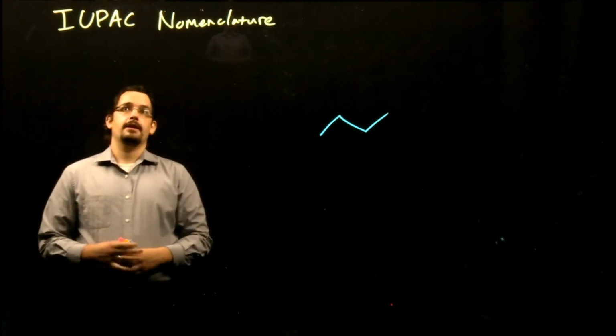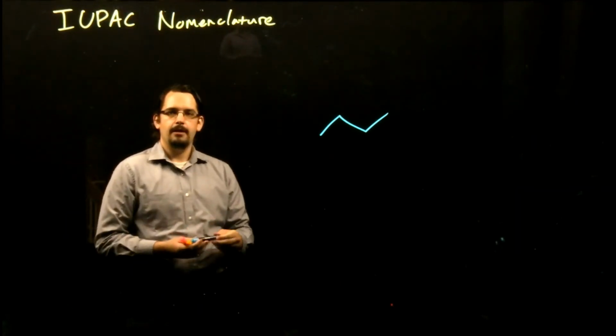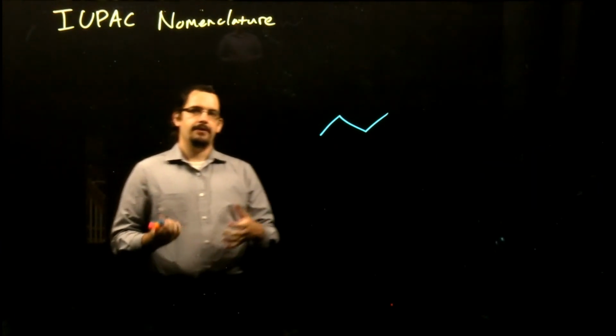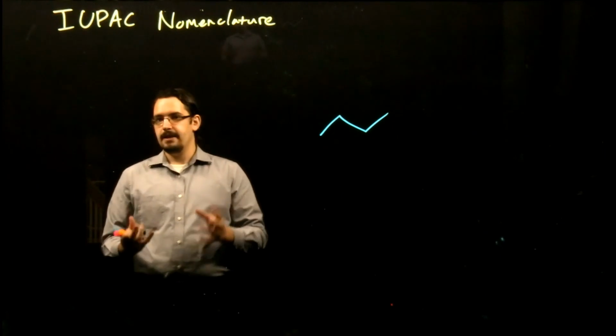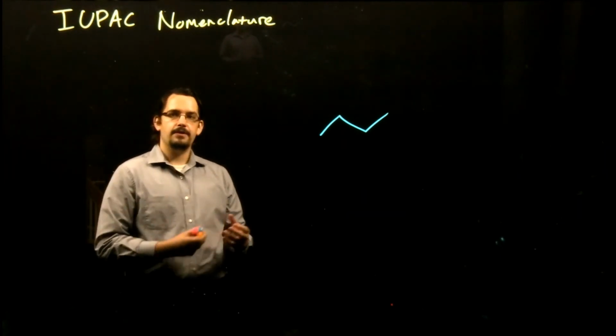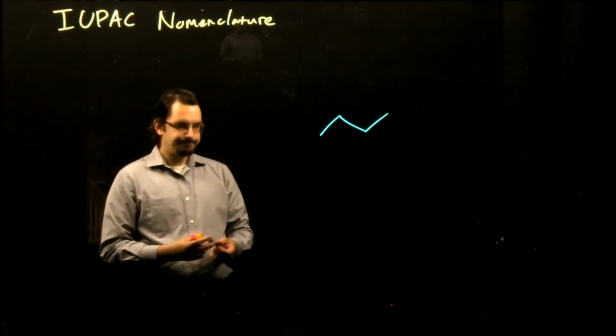In this video, we're going to take a look at IUPAC Nomenclature. IUPAC Nomenclature is a method of naming our organic compounds systematically. That means that based on the name, we'll be able to determine the structure of our organic molecule.